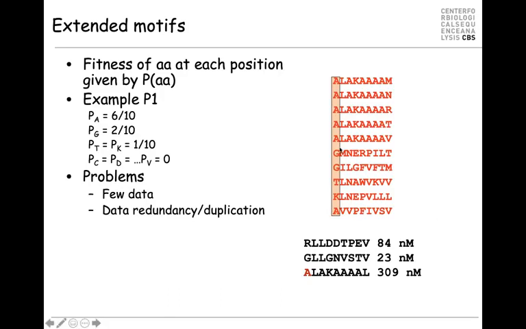That helps a little bit because now you can rank peptides, not just binder or non-binder, but how well they bind, based on how frequent the amino acids you see are. So here the alanine will weight higher compared to the G, which will weight lower. So that's a way to move forward. But again, you are struggling with very few data points to make that statistics, so it might not be the best approach.